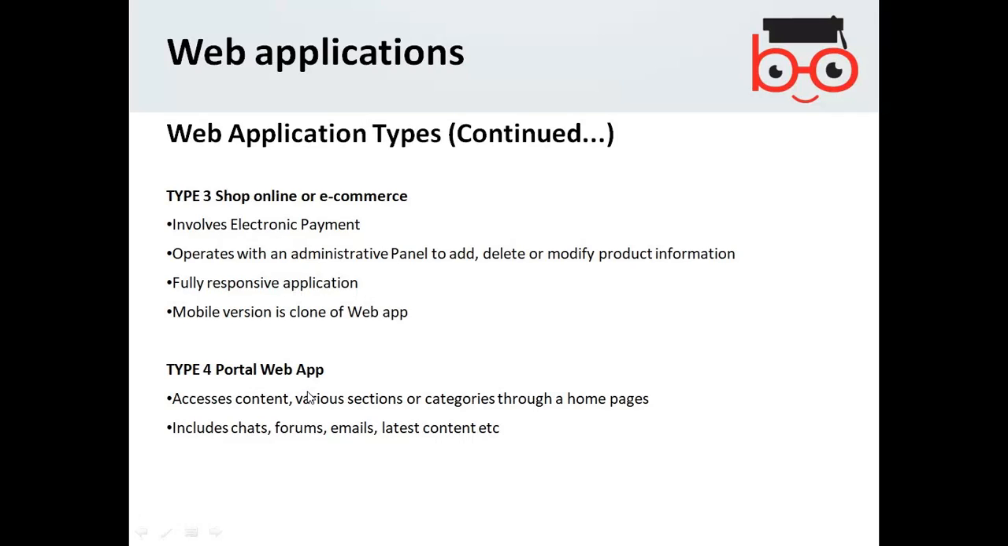The portal web application accesses content in various scenarios, sections and categories through a home page, and includes chat, forum, email, latest content, etc. A portal web app aggregates two or more websites into one portal, like a travel portal. When you want to plan a trip, a portal can give you a hotel, an airline, a taxi, and a few more things to organize your tour. So all of these come under the portal web application type. Is that clear?